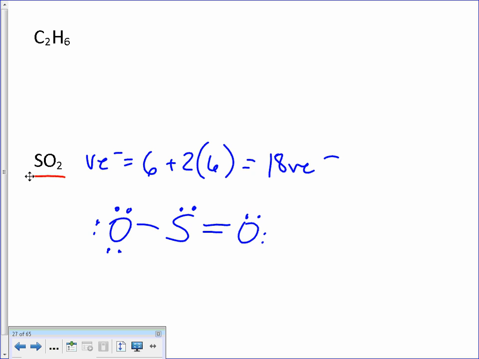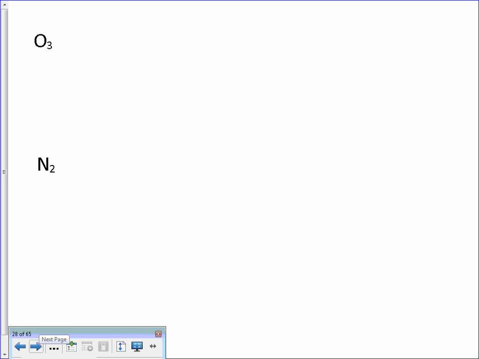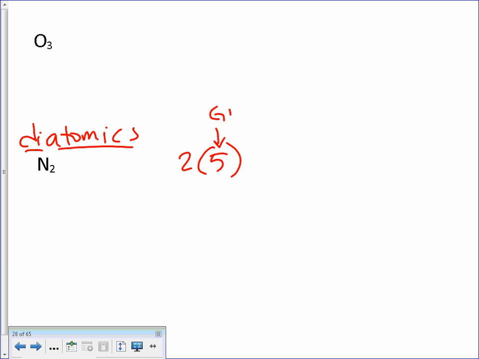Okay. Let's do. I'm gonna wait on that one up there. Let's do nitrogen. This is diatomic nitrogen, and I haven't showed you the diatomics yet. This is called diatomic. Why does that make sense? 2 atoms. Okay, 2 atoms of nitrogen. First step. Electrons, count them up. 2 times 5, because that's the group number. Don't forget. Okay, so that's 10 valence electrons.